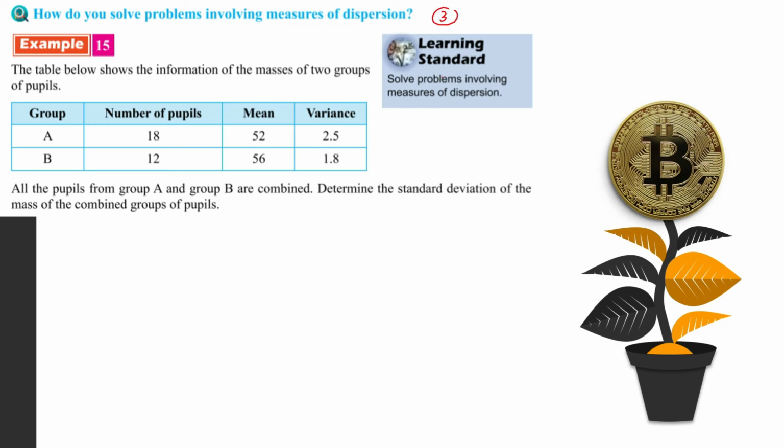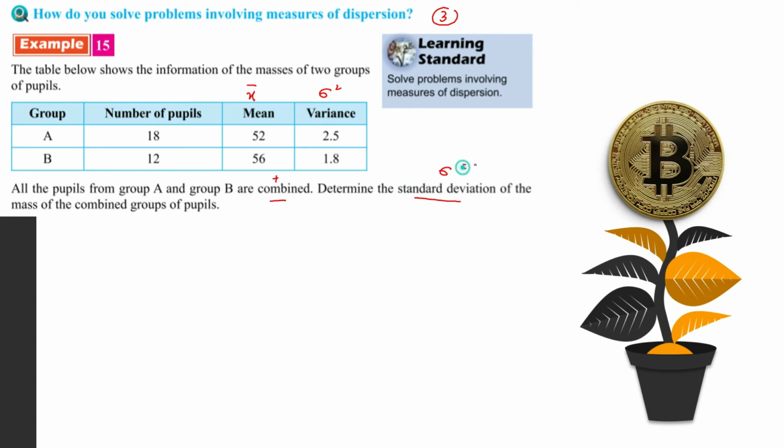Okay, number 3, which is solving problem. So here we have two groups of pupils, group A and group B. What you've been given is the number of pupils, the means and their variance. And then all the pupils from group A and group B are combined. So combined is plus, and then determine the standard deviation of the mass of the combined groups of pupils. So they want the standard deviation.